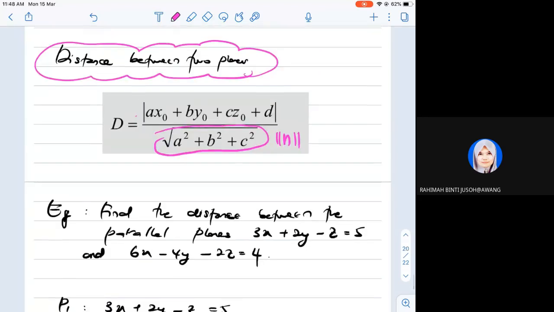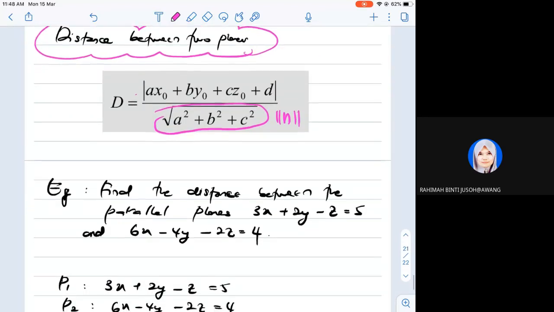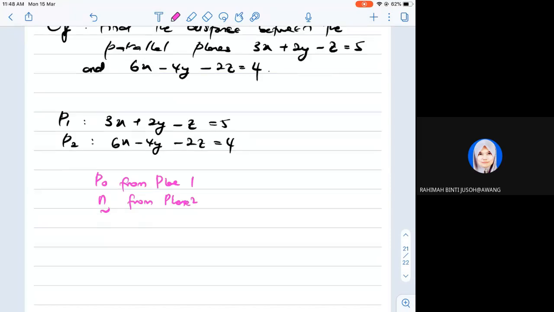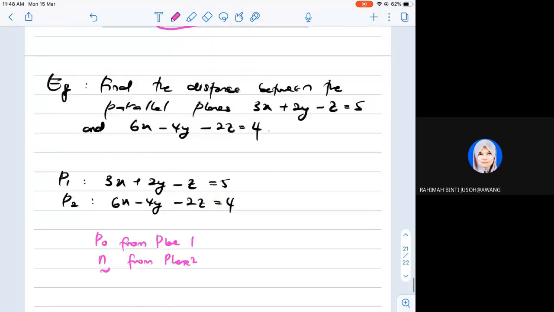Bila you ada distance between two planes, kalau you consider P0 from the first plane, from plane 1, your normal vector should be from plane 2. Macam tu. Boleh faham tak? Kalau you consider P0 from plane 2, your normal vector mesti daripada first plane. Dia terbalik macam tu lah. Understand guys?